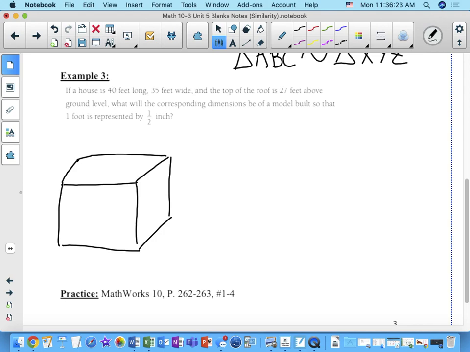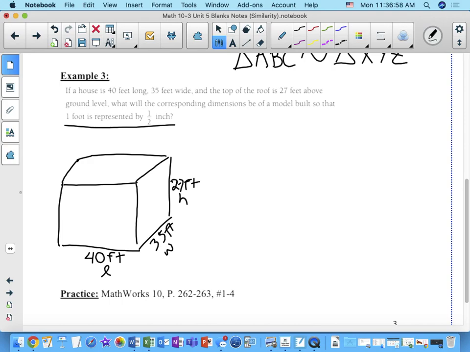Okay, so this is 40 feet, and this is the length. 35 feet is the width, and 27 feet is the height, is the top of the roof. Again, I'm going to pretend that the roof is just flat to make my drawing a little easier. Okay? Now what we're told here is that on the model, 1 foot is represented by 1/2 inch.